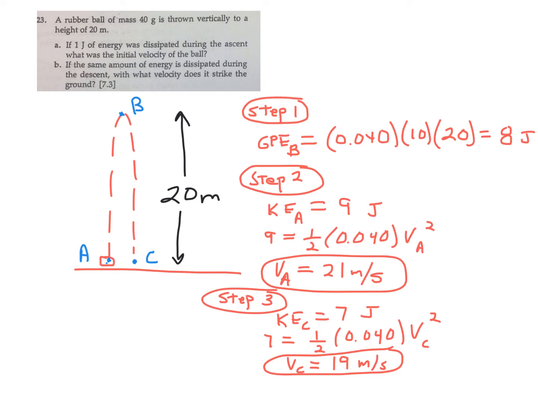So it goes up from A to B, stops at B, and we'll have a 0 velocity, but the energy has dissipated. We've lost 1 joule of energy to air friction, the work done by air friction, 1 joule.